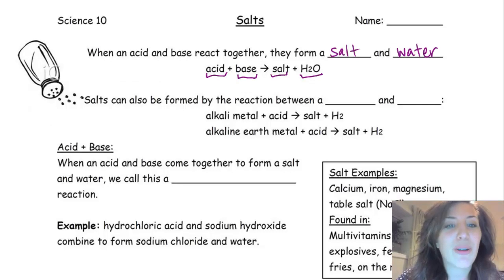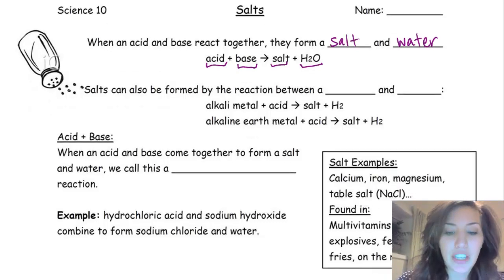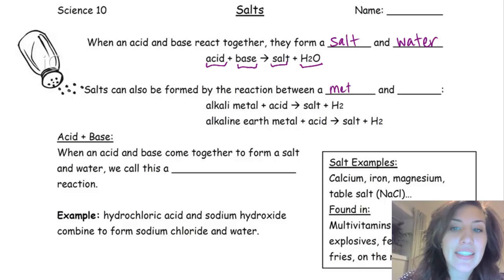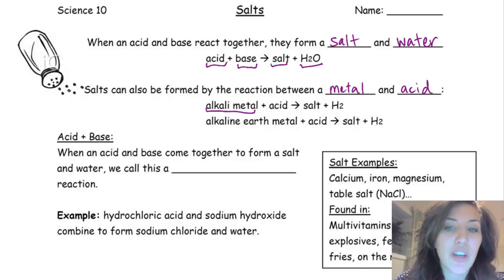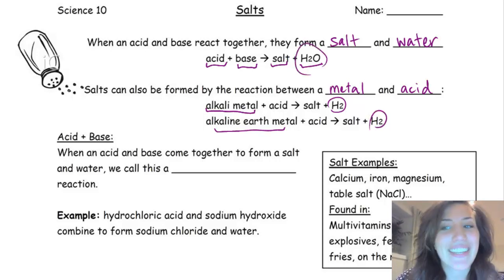You can also form salts by the reaction between a metal and an acid. So an alkali metal plus an acid will give you salt and hydrogen gas. An alkaline earth metal and acid will give you salt and hydrogen gas. Notice the difference here between water and hydrogen gas.